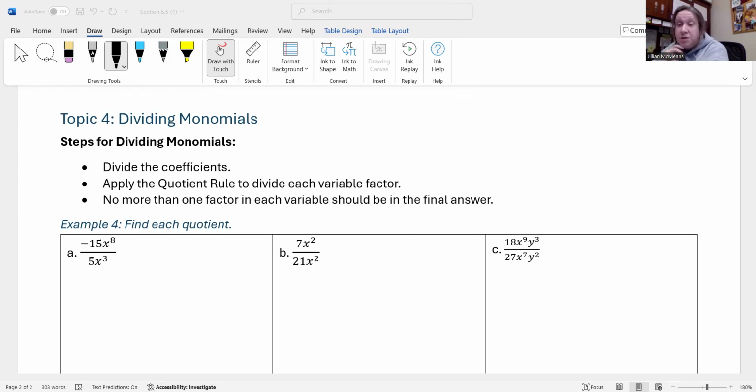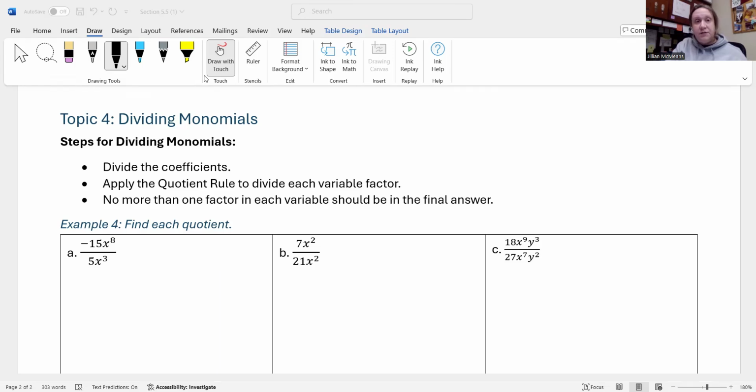So the first thing we would do is divide our coefficients, and then you apply the quotient rule to divide each variable factor. And do make note here, you want no more than one factor of each type of variable. So if you have multiple variables, that's fine, but in your final answer, you want at most one of each variable. Okay, so let's look at example 4.